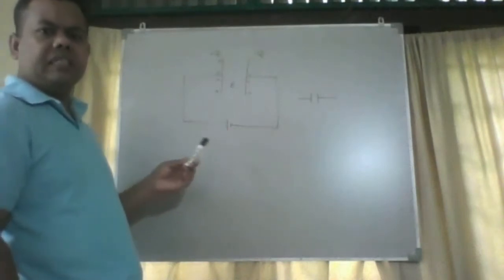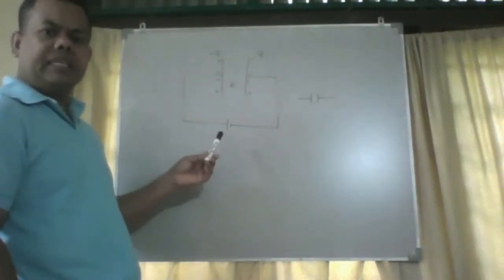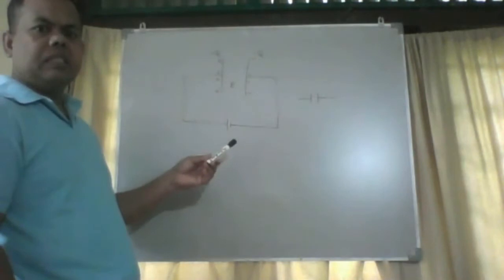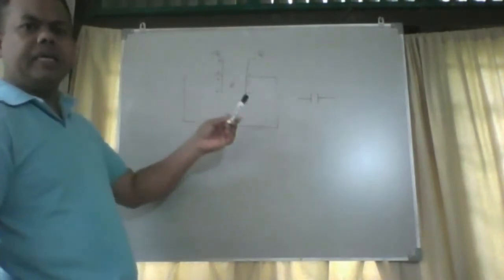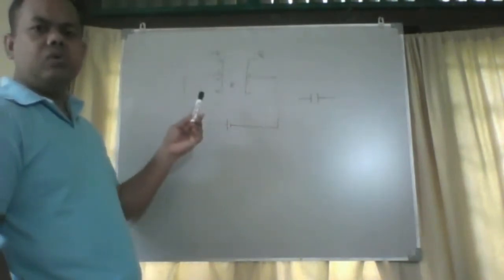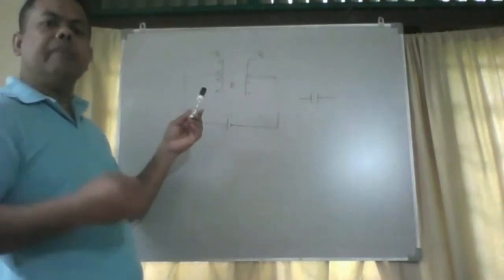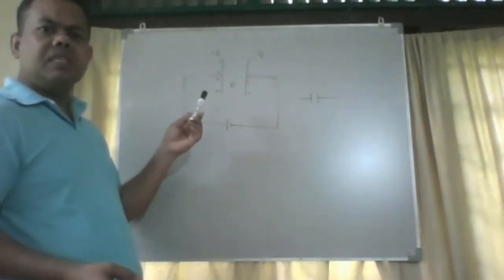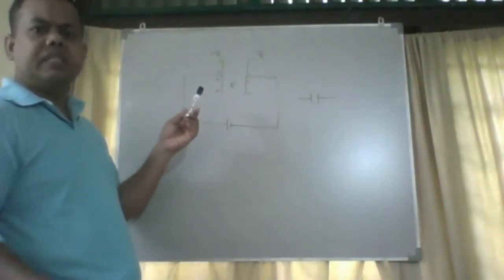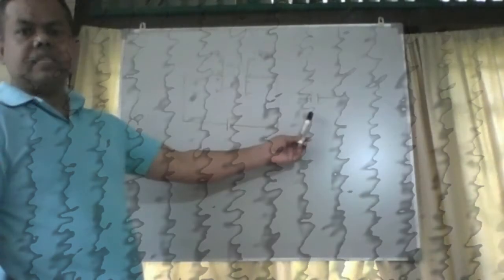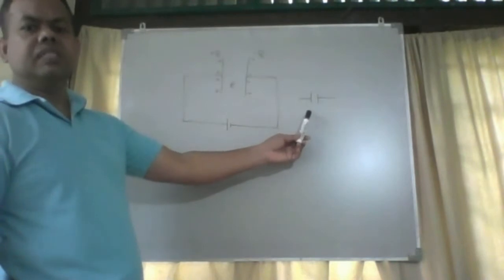Parallel plate capacitor. If a parallel plate capacitor is connected across a battery like this, both plates will have equal magnitude of charge but of different types. This is the circuit symbol of a capacitor.